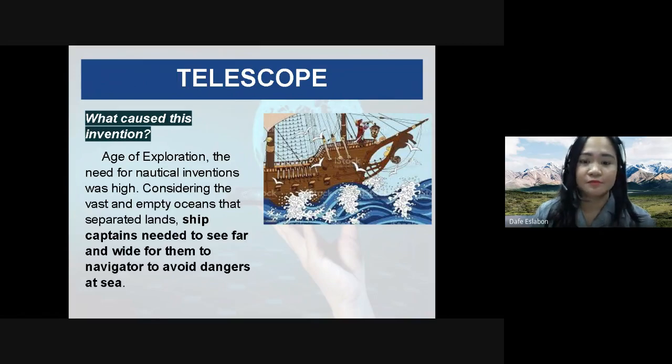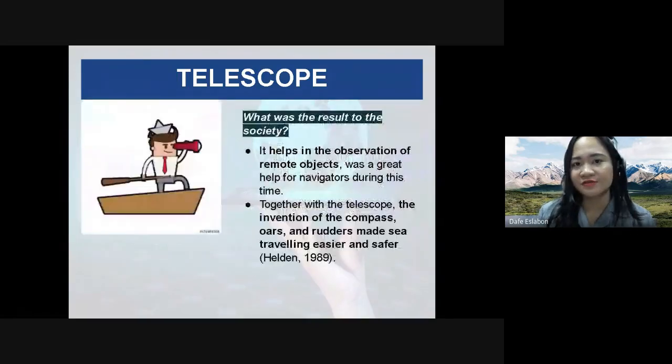And what was the result of the invention of the telescope to the society? First, it helps in the observation of remote objects. And it was a great help for navigators during this time, because they could avoid the possible dangers that awaited them ahead of their location. And because of the telescope, they were able to see wider and farther.